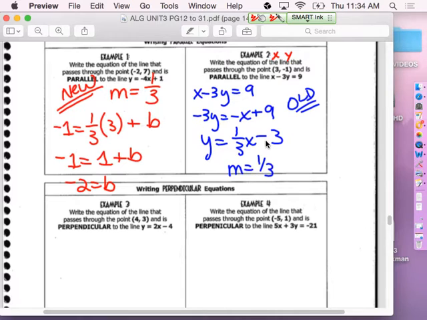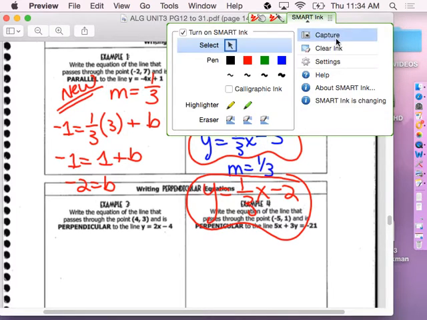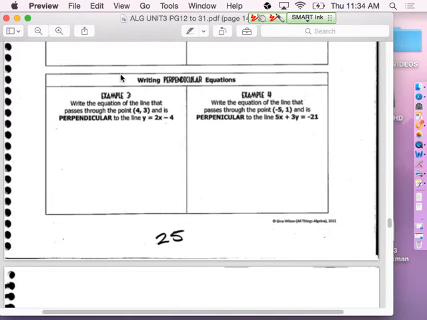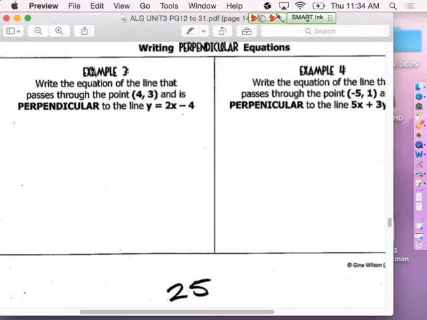So the parallel equation would be y equaling 1/3 x minus 2. So the two lines would be parallel to each other. They have the same slope but different y-intercepts. Let's do the perpendicular examples. Example number 3 is given in slope-intercept form. So the only thing I need from the given line is its slope. But I'm looking for a line that would be perpendicular to the given line.